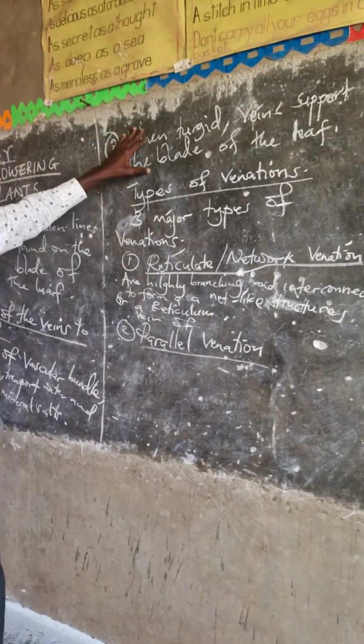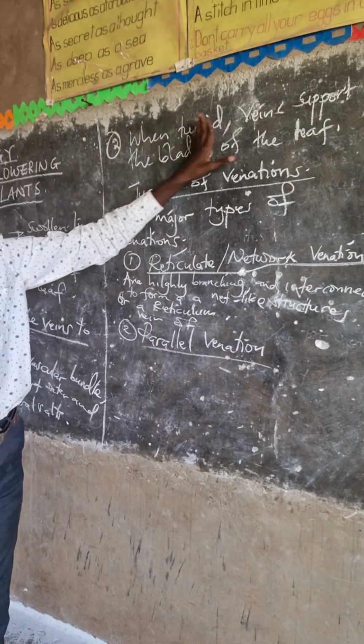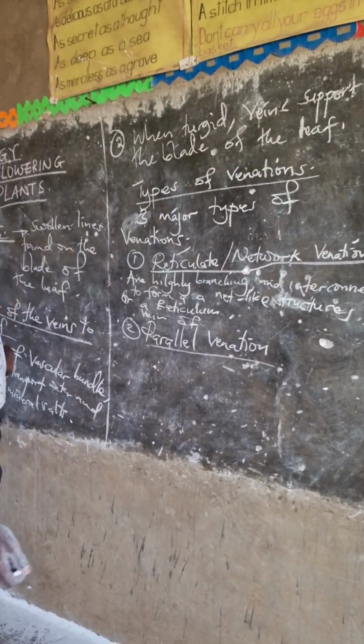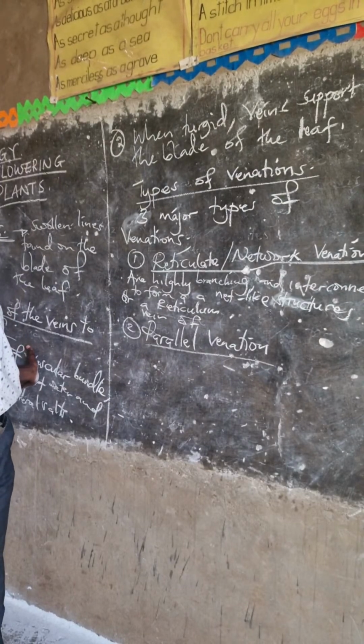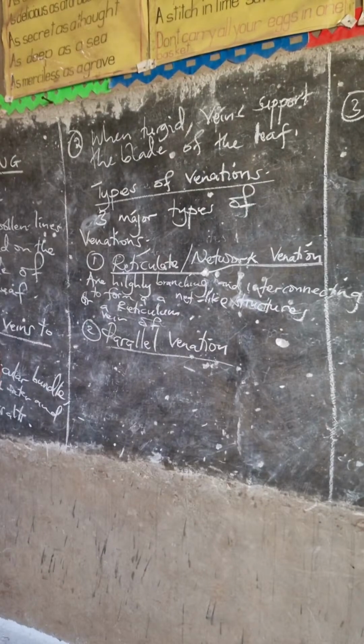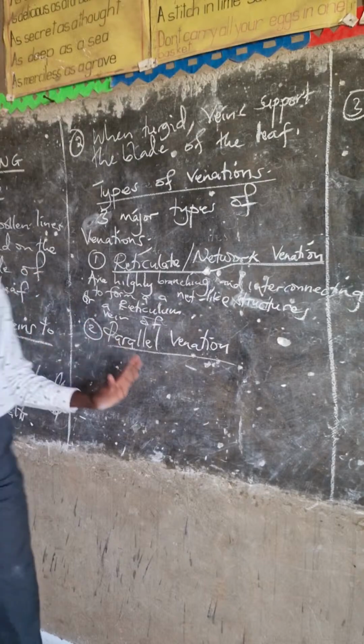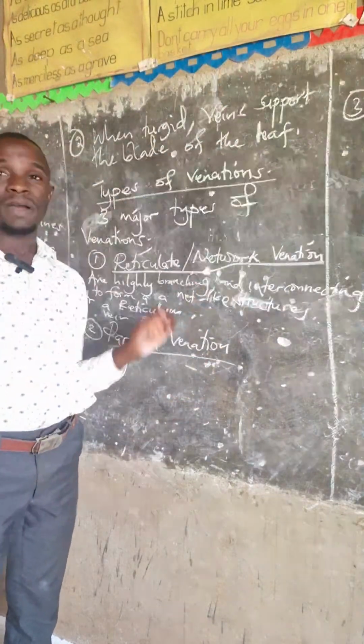When they are damaged, of course, the leaf will have to fold because it will have no support. The other parts of the plant will not be able to receive dissolved gases, since it is the site for gaseous exchange, and so many other things. So that is venation. We are looking at the parts of the leaf.